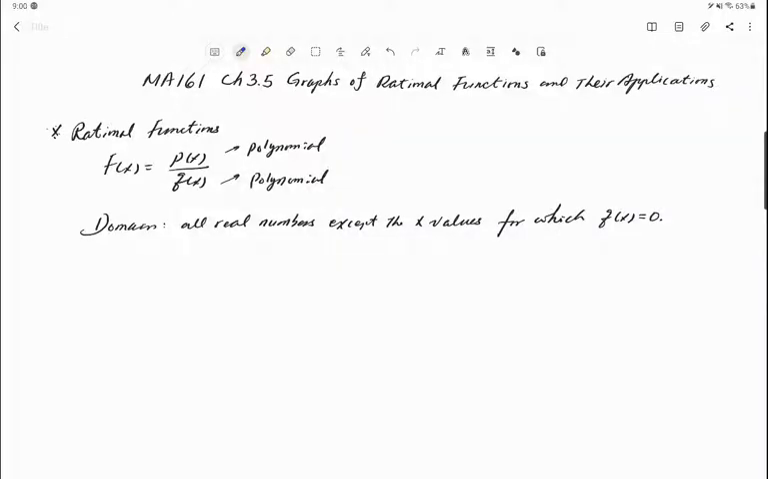Chapter 3.5, Graphs of Rational Functions and Their Applications.